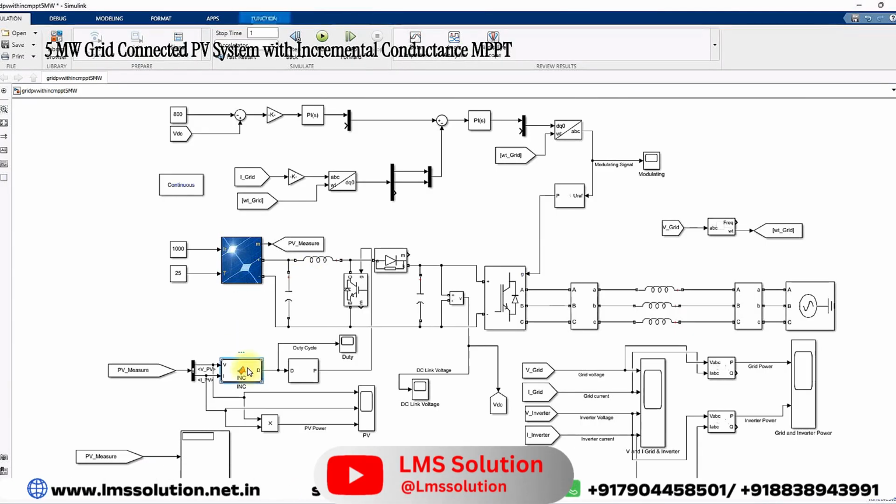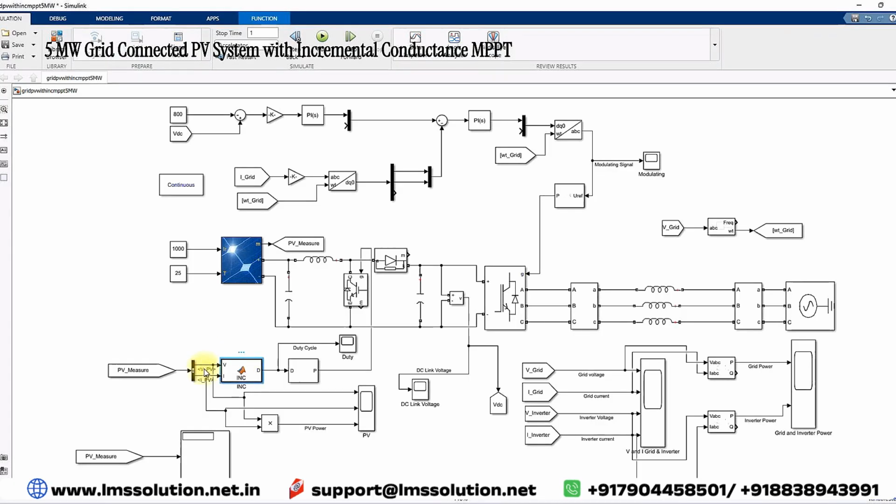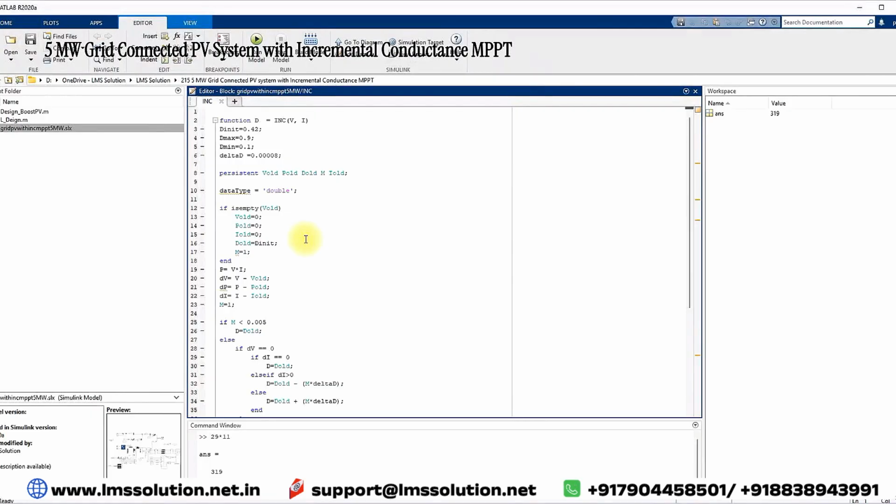Here we are using the incremental conductance MPPT. The incremental conductance MPPT receives two inputs, VPV and IPV, and finally it provides the duty cycle. Inside the incremental conductance MPPT, we have to fix parameters like initial duty cycle, maximum duty cycle, minimum duty cycle, and the increment and decrement change in duty cycle. Also you have to fix four parameters: the previous voltage, power, duty cycle and current, and provide the initial values for them.